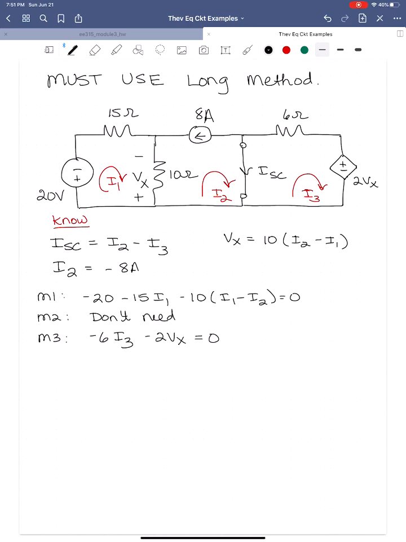There's nothing here. There's nothing here. This is a short circuit. There's no voltage there. Don't try to make this something that doesn't exist.